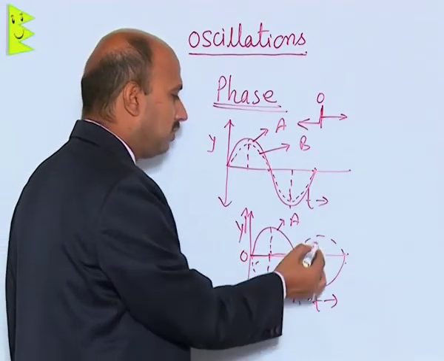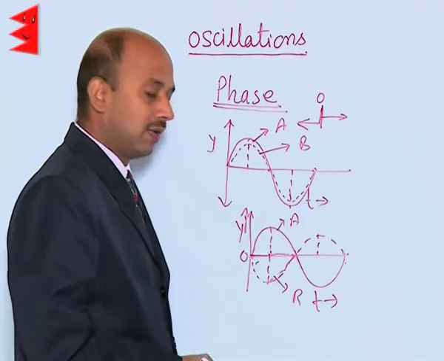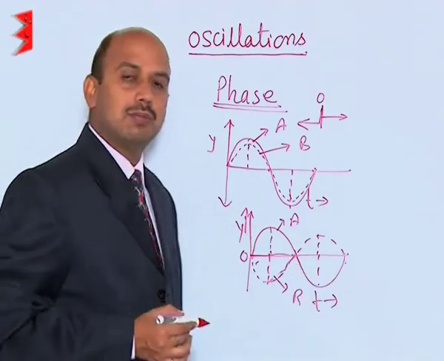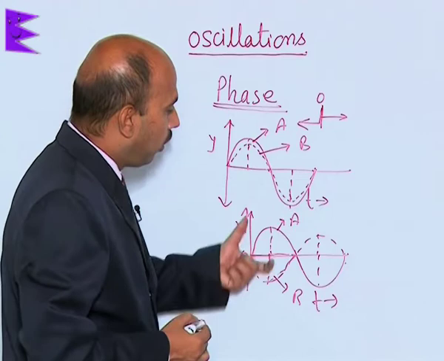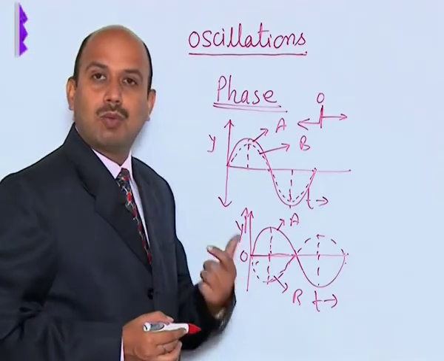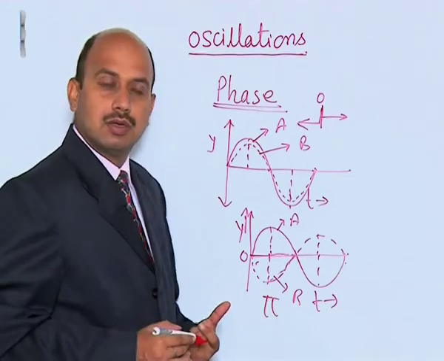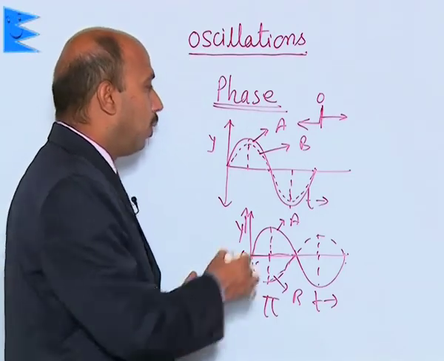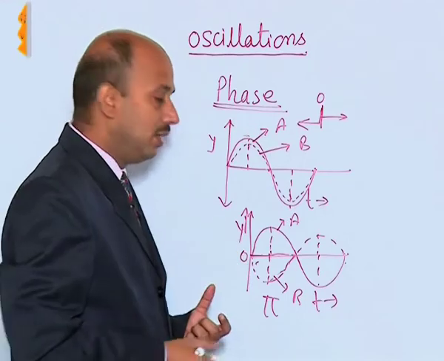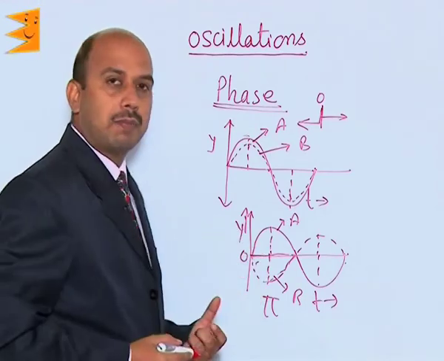Similarly, when body B is attaining the maximum positive value, body A is attaining the maximum negative value. So, these two bodies have a phase difference of 180 degrees, which we call pi radian. So, here the bodies have 0 phase difference and here the bodies have a phase difference of pi radian.